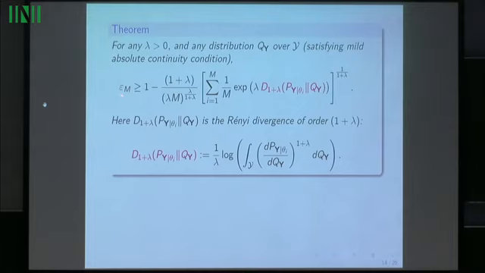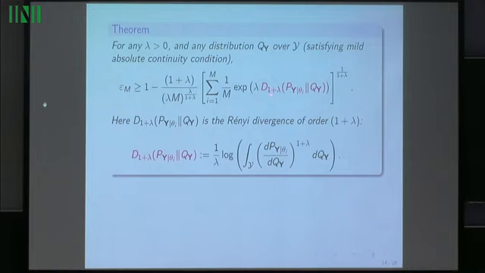We get that epsilon M, the average error probability, is lower bounded as 1 minus this expression. Let's parse this a little bit. This has a scalar lambda, which is any positive scalar, and it's also in terms of Q_Y, which is any distribution we fix to specify the H0 hypothesis, and it satisfies some mild conditions, which I'm not going to go into. Then in the denominator you have this M term, which is the number of elements of your packing set, raised to the lambda over 1 plus lambda, and then you have this average of exponentials of these Renyi divergences.